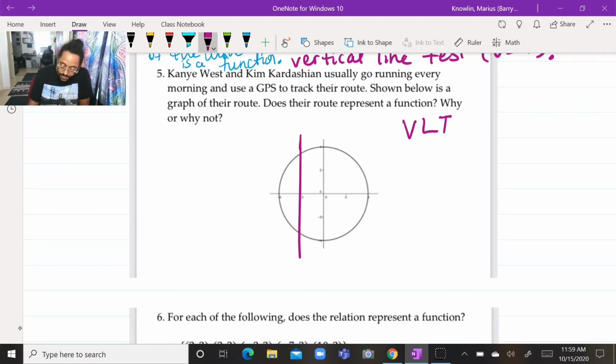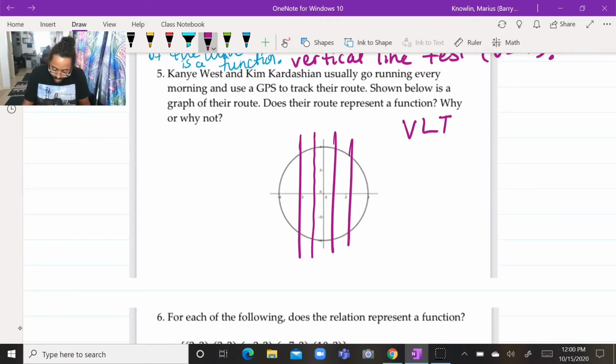VLT. So we're putting our vertical lines, and that one's not quite a vertical line. You want it as straight as possible. Sometimes they might come out crooked. There we go. And now I want to put a dot where they touch.